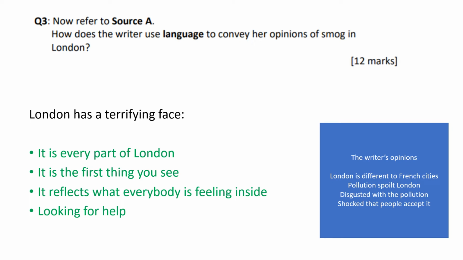Now, again, linking it to the writer's opinion. So let's think about that. It could be the fact that she has noticed how London is so different to French cities, and so how she's shocked straight away that this is what she sees. We've all been to different places and you maybe liked it or not liked it, but sometimes it takes a bit of time to know a place, doesn't it? But she's seeing this straight away. And this is the first thing that she sees, the face.